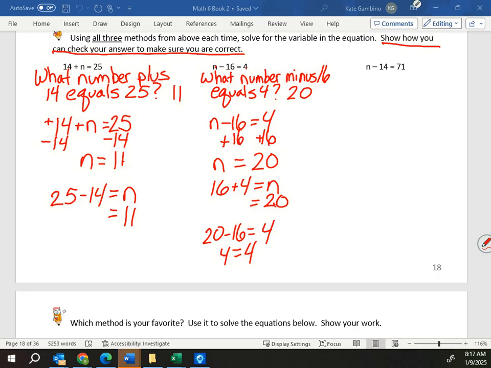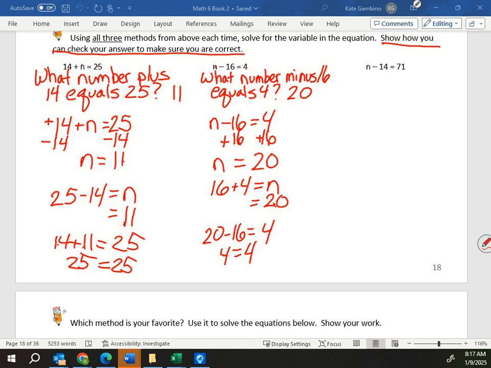So back at our first one, I'm going to take my n of 11 and put it in for the n. So I'm going to say 14 plus 11 equals that 25. So 14 plus 11 is 25. Does that truly equal 25? Why, yes, it does. So to check your answer, you take your variable and you put it back in the equation. You do the math and see, do the two sides equal each other?